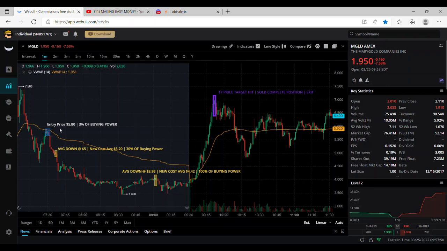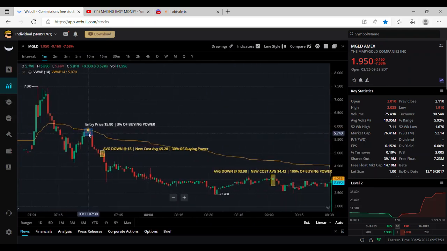For instance, let's say you went all in at this entry here. If you went all in at this entry here, guys, you would have two options.